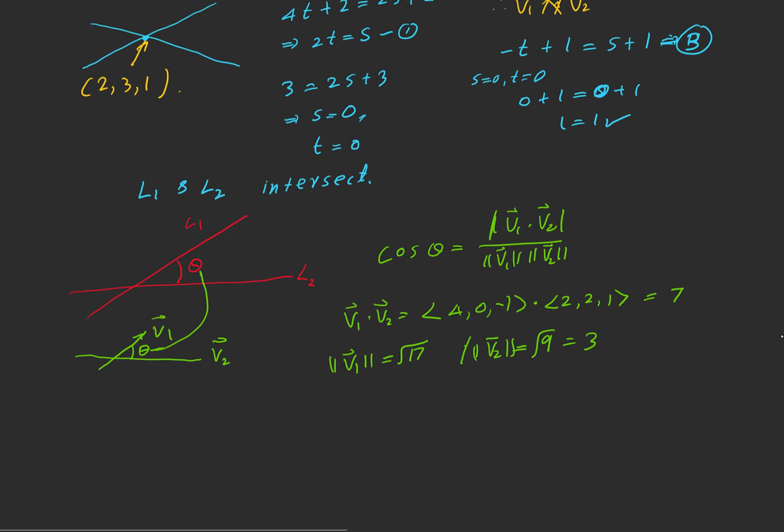Then we just plug in the values. So cosine theta equals 7 over root 17 times 3. So we can find theta. Then theta equals arccos, or cosine inverse, of 7 root 17 divided by 51. So that is the angle between V1 and V2. Therefore, that is the angle between the L1 and L2 lines. That is the end of that problem.